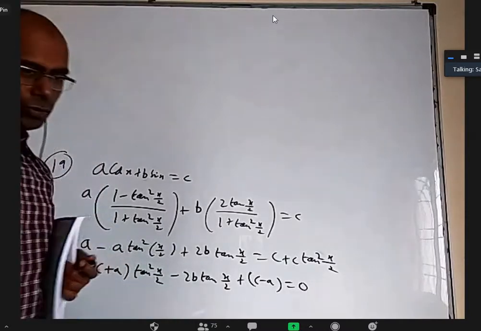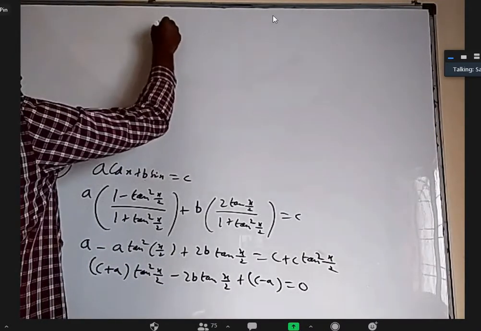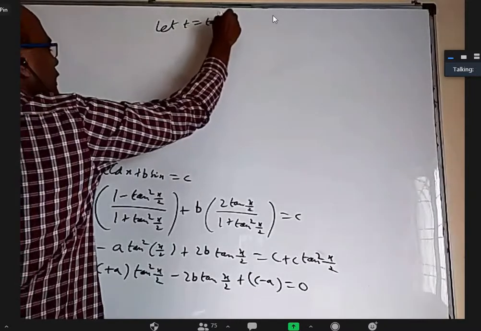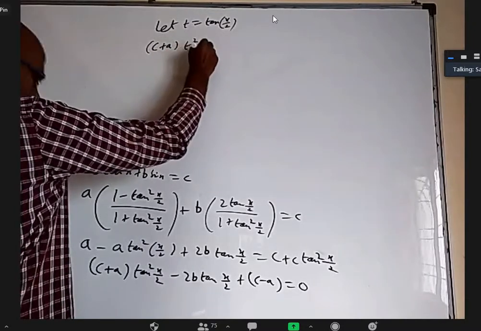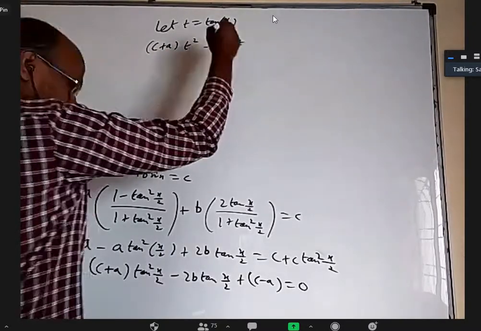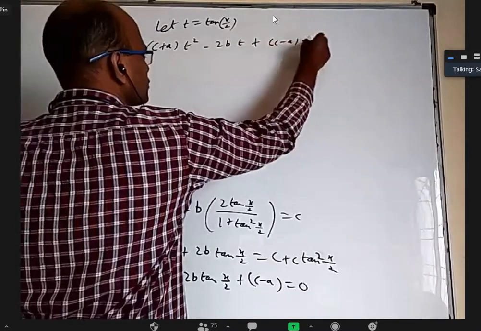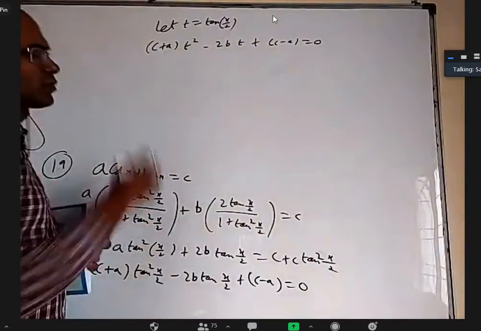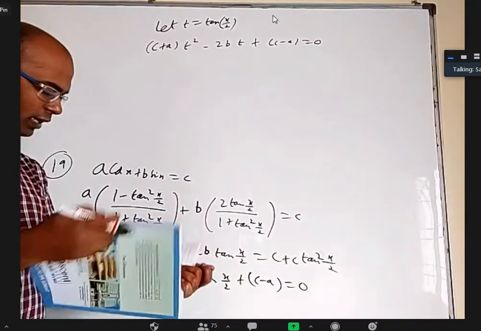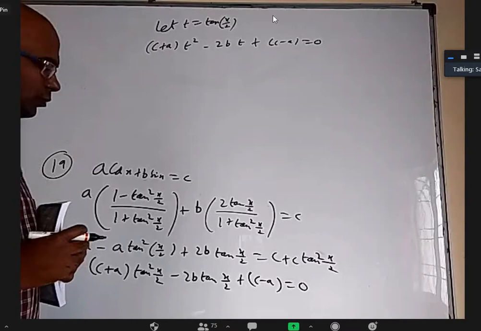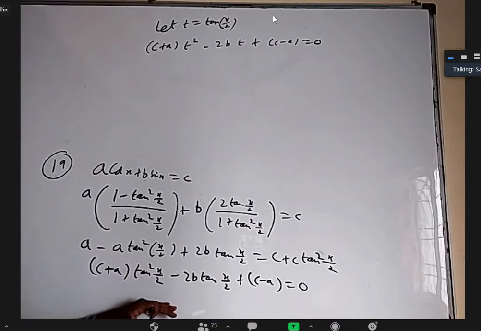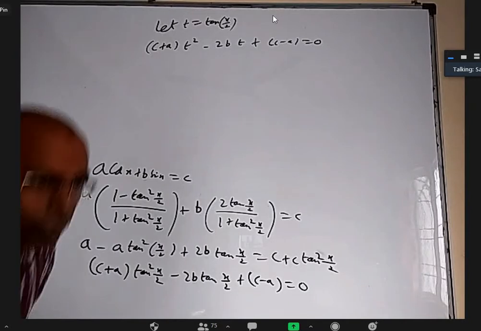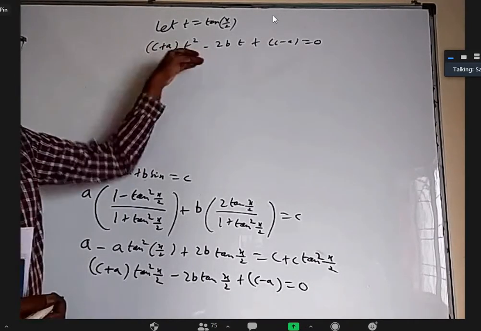Okay, now I am going to take tan x by 2 as t. Let t is equal to tan x by 2. This will be (c plus a) t square minus 2b t plus (c minus a) equal to 0. This is a quadratic equation. They already said in the question alpha and beta are the roots of this, but they are not roots for t, they are roots for x. So for the last equation, x equal to alpha will satisfy, x equal to beta will satisfy.